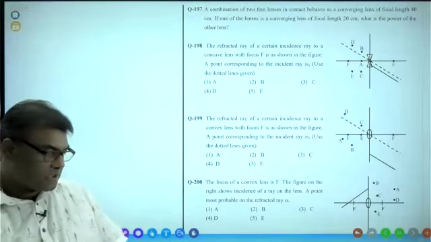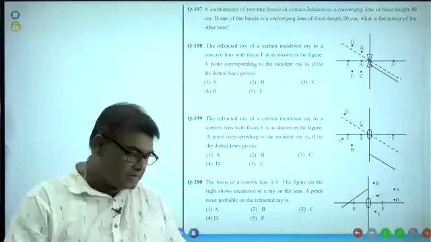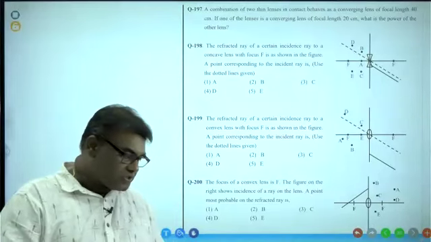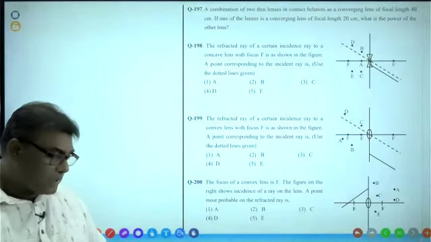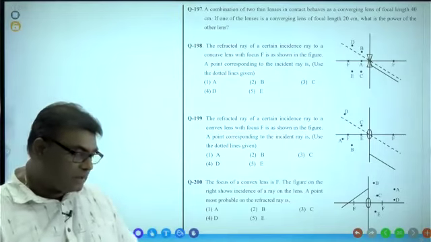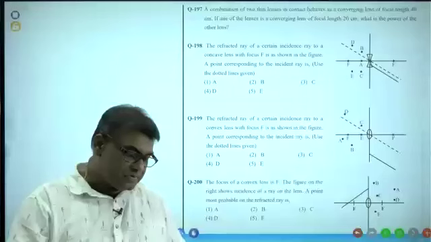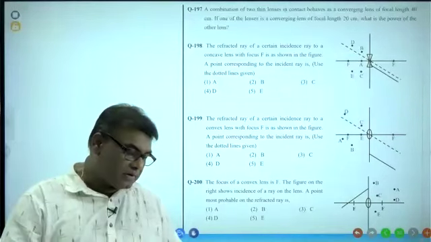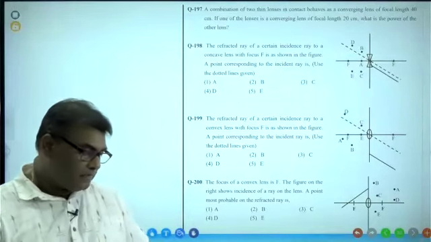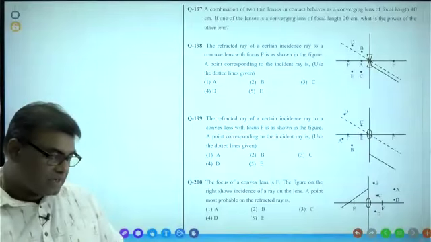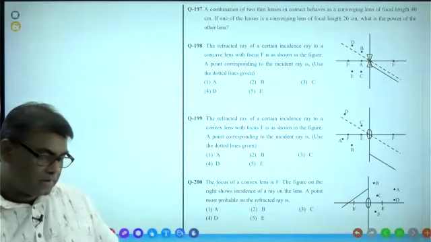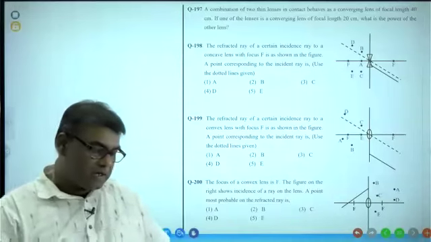Right. Question number 197. Read the question. A combination of two thin lenses in contact behaves as a converging lens of focal length 40 centimeter. If one of the lenses is converging lens of focal length 20, what is the power of the other lens?